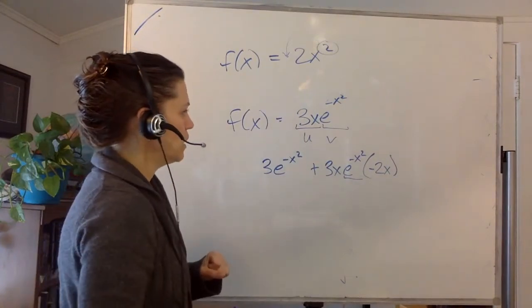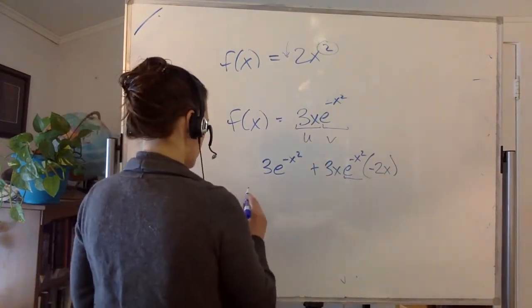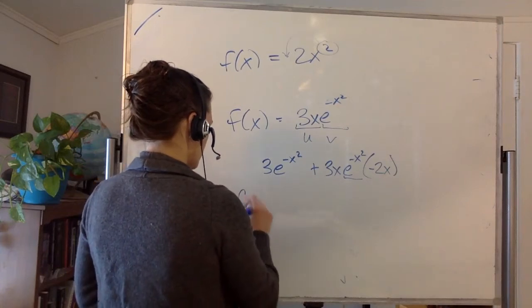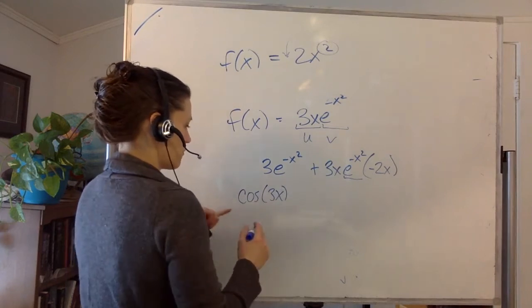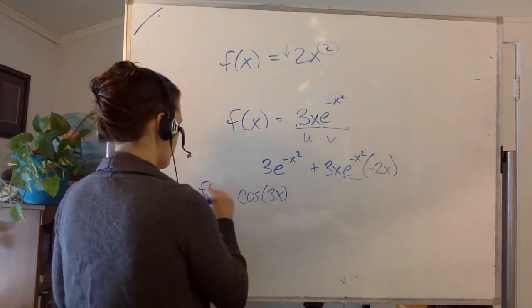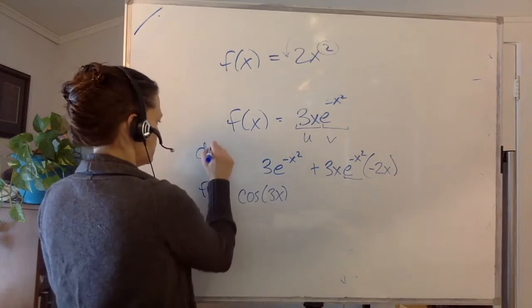Cool. And so then let's do another one. Cosine 3x. So the derivative is a much better example of the chain rule. So this is f of x.